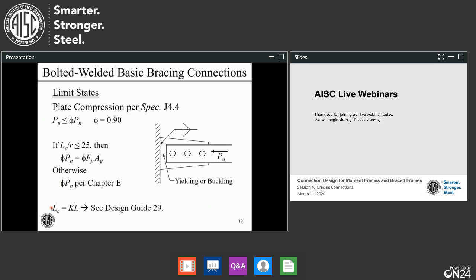Now, the unbraced length Lc is just K times L, and that is not as easy to define as what it might sound. So we go into Design Guide 29, our vertical bracing connections design guide that has a tremendous number of examples, and see what they're using in there for the various K values. A lot of times it's 0.5, sometimes it's 1.2. So we go in there and figure out what to use for K and L.